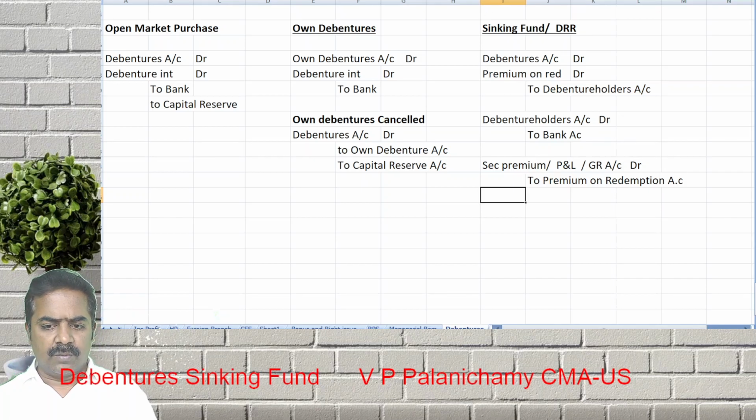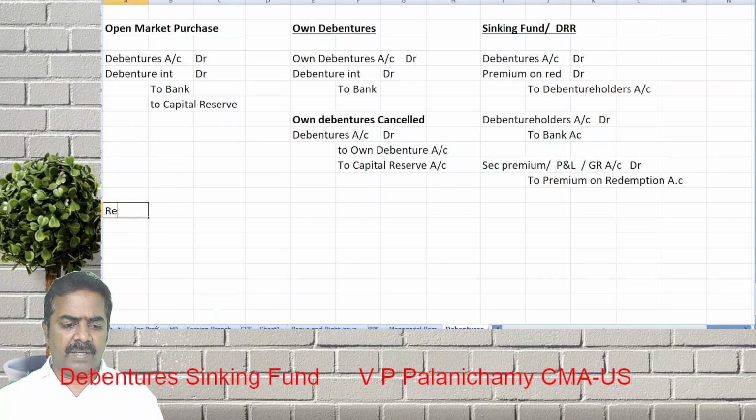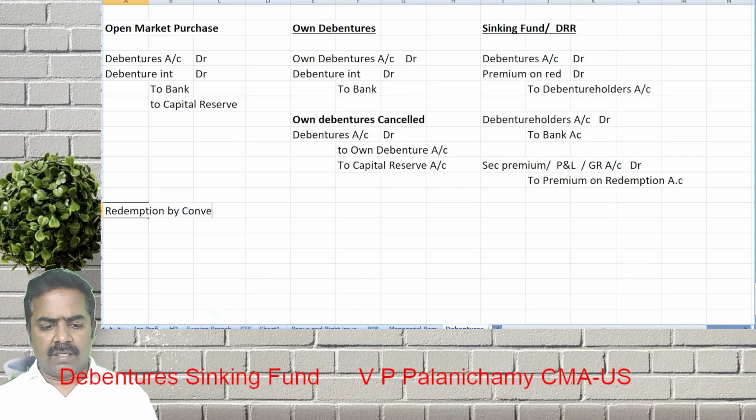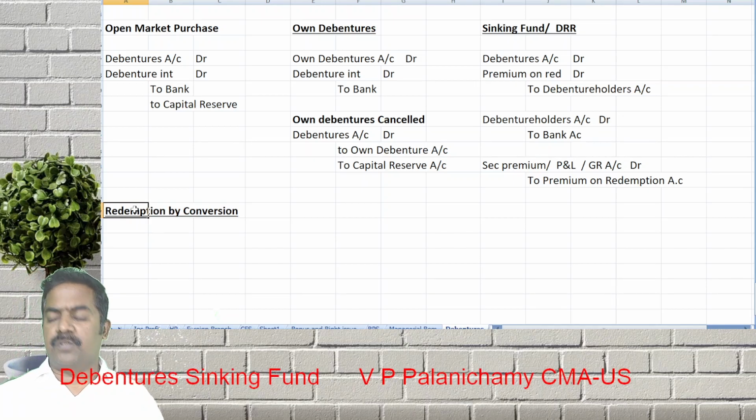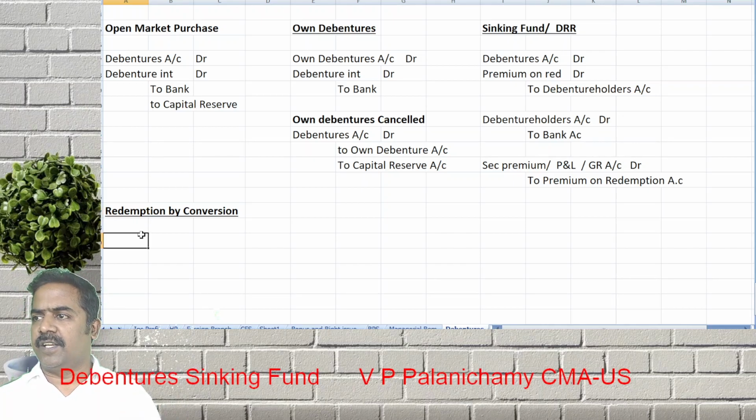Okay, next one more method, redemption by conversion. What do you mean by redemption by conversion? Option will be given to debenture holders to convert into equity shares. Convertible debentures, can you issue? Yes, on the due date option will be given to convert into equity shares. Simple, debentures become equity share capital.